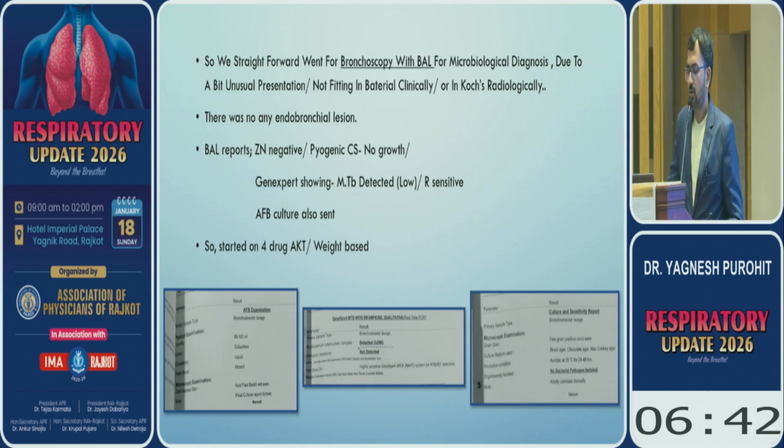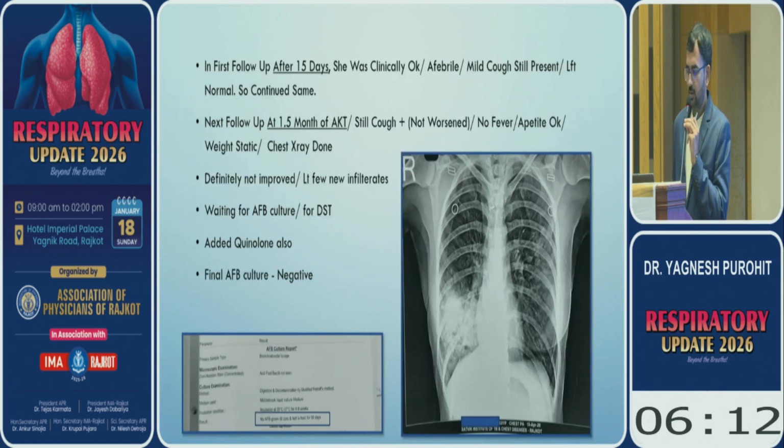So we straightaway posted her for a bronchoscopy with BAL, because clinically she was not fitting bacterial, and radiologically she was not fitting Koch's. So identifying the organism was of importance. We did a bronchoscopy, there was no endobronchial lesion. BAL reports showed ZN negative, pyogenic culture didn't grow anything. Gene expert showed MTB detected with low bacterial load, and rifampicin was sensitive. AFB culture was also sent, so we started her on 4-drug AKT. On first follow-up after 15 days, she was clinically okay, not much worsened, and LFT was normal, so we continued the same AKT.